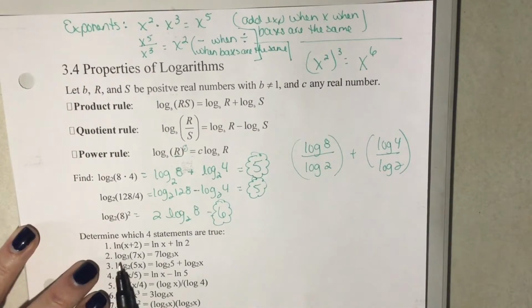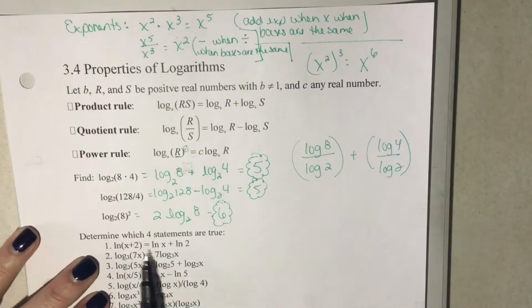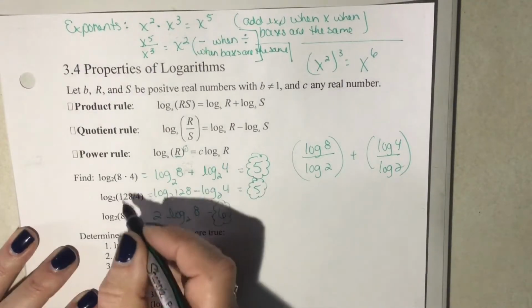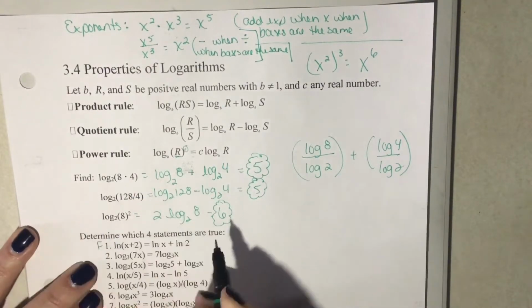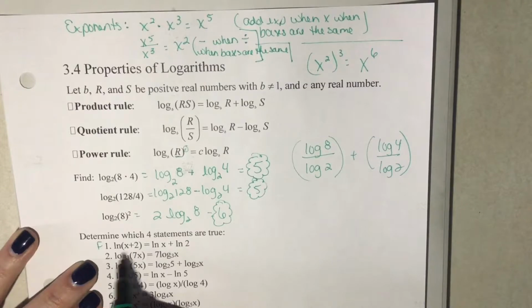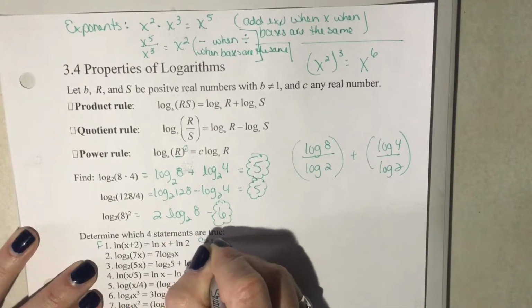So anyway, number 1, natural log of x plus 2. Can I break that into 2 different natural logs the way that's written? No. So that is false. If I'm looking strictly at what's on the left, that can't be simplified.